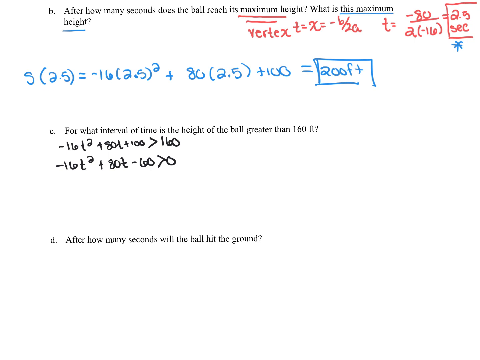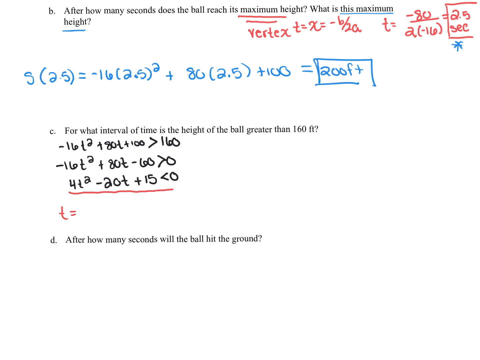I'm going to divide everything by a negative 4 just to reduce everything. 4t squared minus 20t plus 15 is now less than 0 because when you divide by a negative, that flips the inequality sign. And then I'm going to do the quadratic formula because I need to find those t values. The variable's t, so instead of x, we're going to write t.